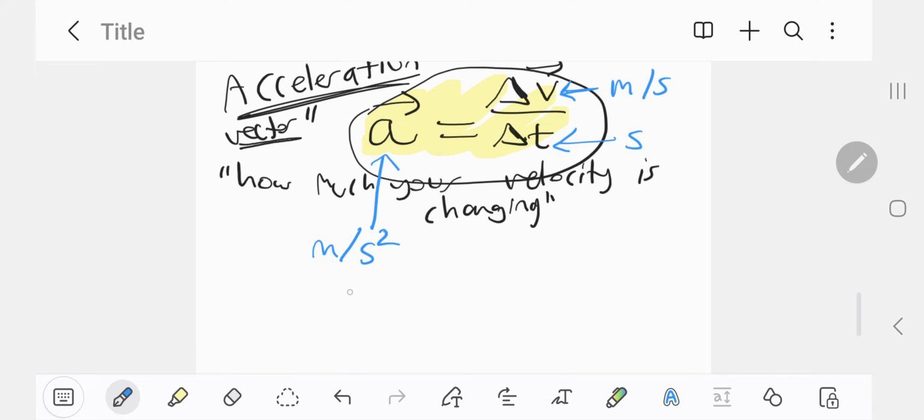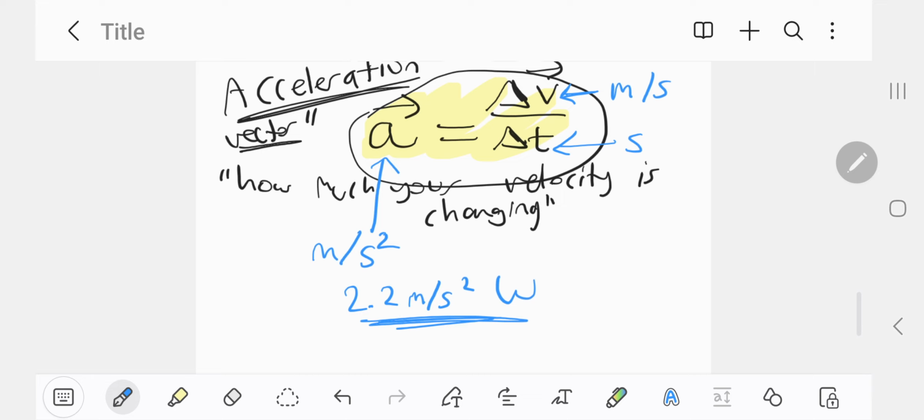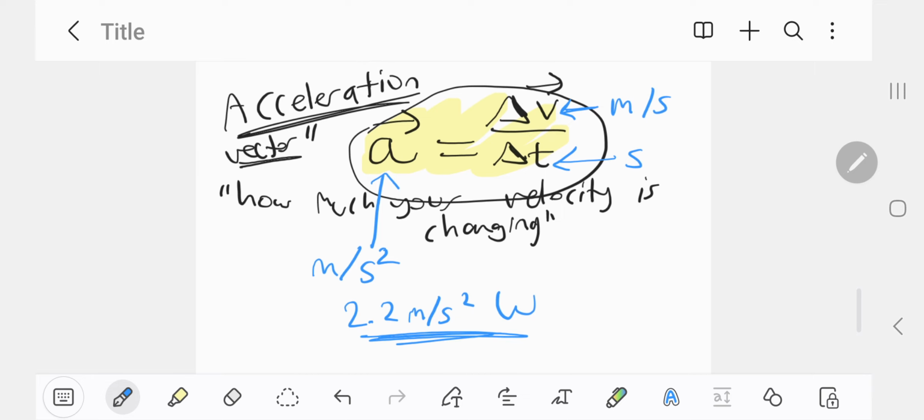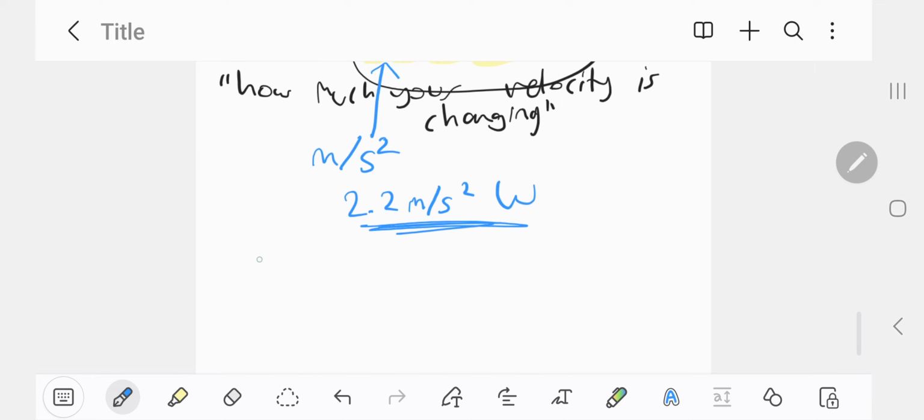Okay, and let's suppose you're moving at 2.2 meters per second squared west. That is acceleration. You have to have a direction. That's not an acceleration there. That is an acceleration there. Okay, so these are really the basic formulas, the basic quantities of motion. I should stress as well here, acceleration.